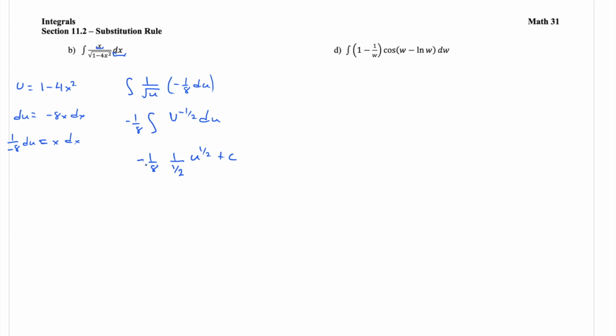So this will go to 2, and then 2 times 1 over 8 will give me then a quarter. So I get negative 1/4 u to the 1/2, or square root u plus c, and then I'll put my u value back in, the 1 minus 4x squared, and so then I'll get negative square root of 1 minus 4x squared all over top of 4, and then plus c.